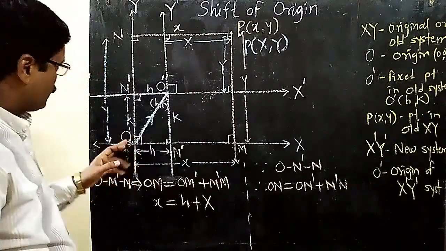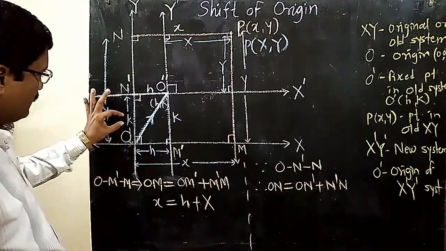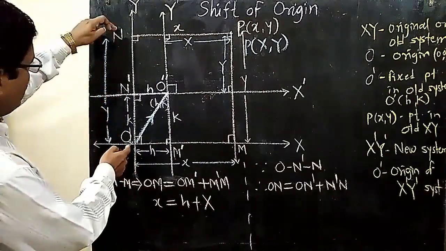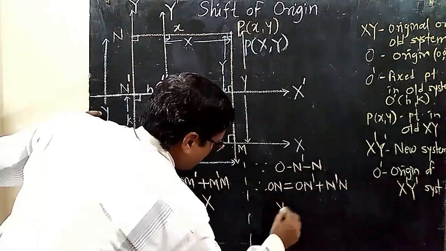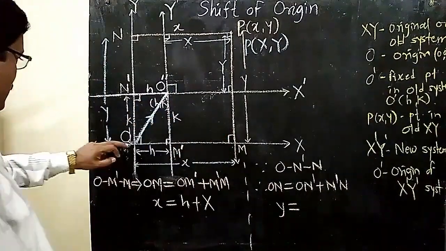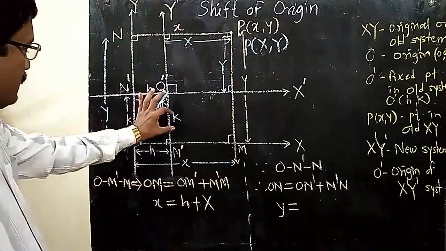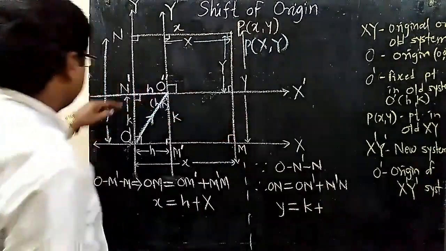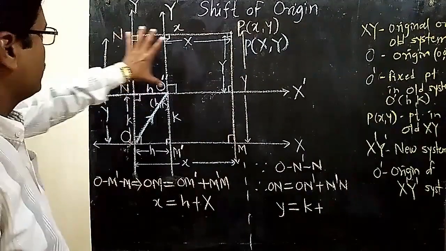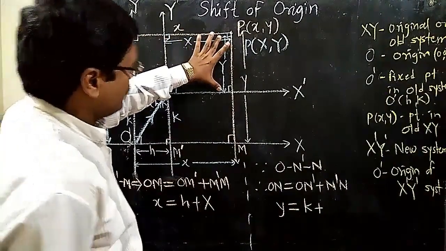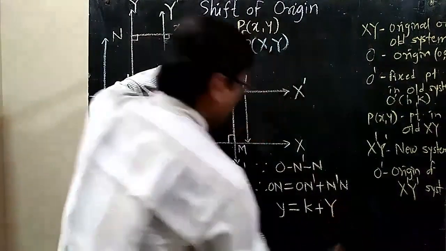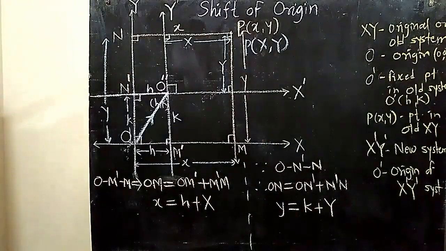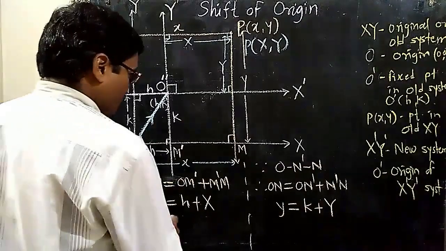Let us put those values. ON is nothing but y, small y, and is equal to ON' is k, that is this much k, plus N'N, that is this distance, that is the capital Y. So we get y is equal to k plus capital Y. So we get these two relations.